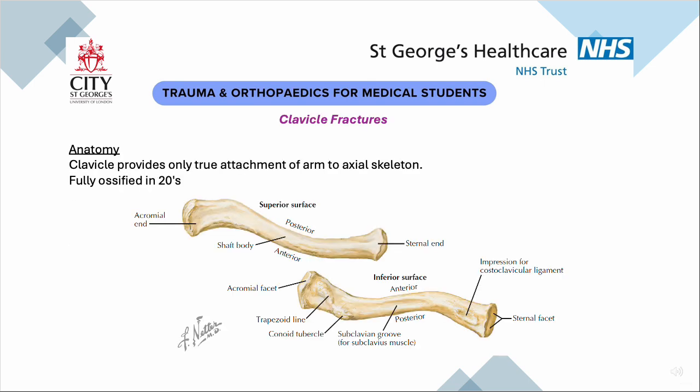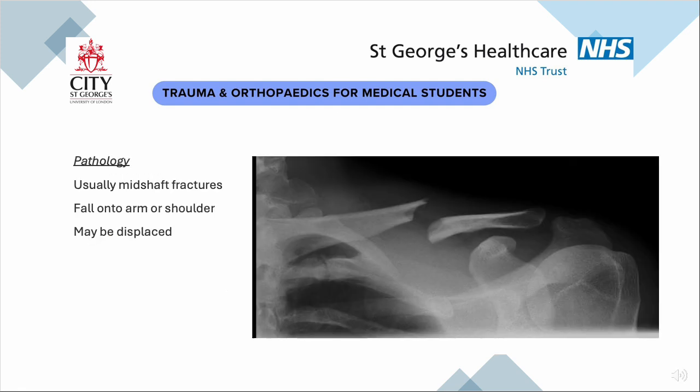We'll move on next to another very common injury around the shoulder girdle, which is clavicle fractures. So the clavicle provides the only true attachment of the arm to the axial skeleton, and it's a long bone, it's a flat bone, and it fully ossifies in your 20s, so it's actually quite late to fully develop.